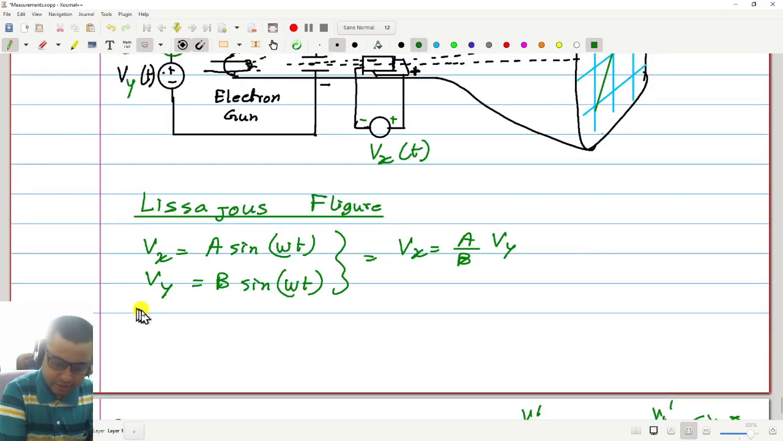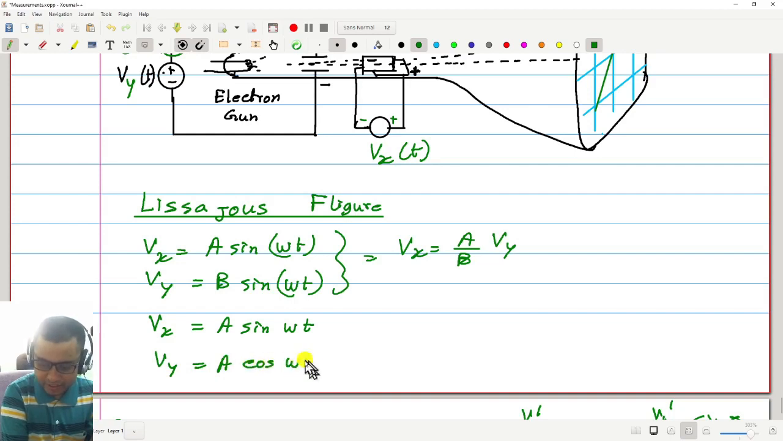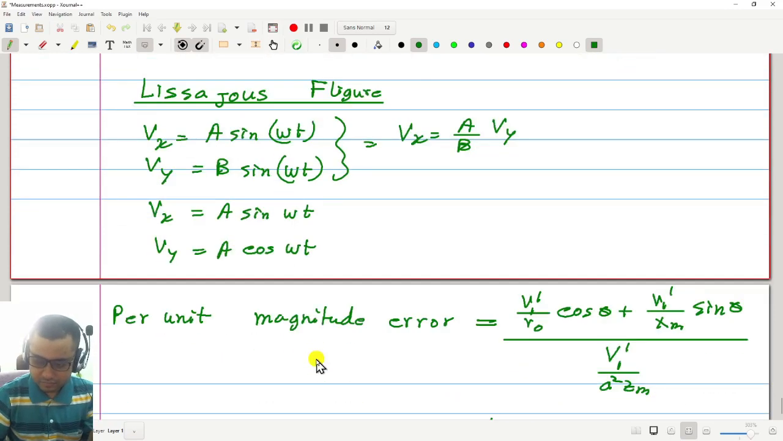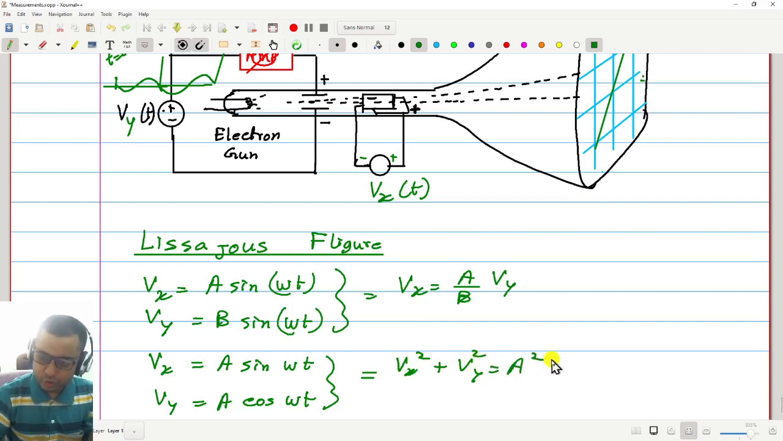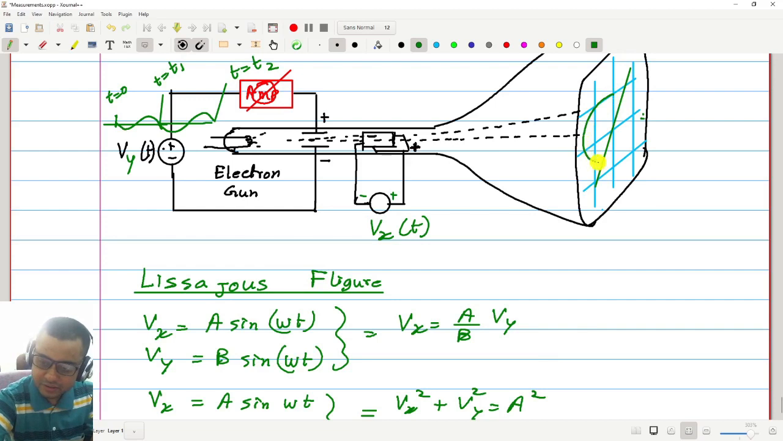Now suppose Vx is A sin omega t and Vy is A cosine omega t. Absolutely right. We will see a circle. If you eliminate time, you see that Vx square plus Vy square is equal to A square. So we will see a circle on screen.